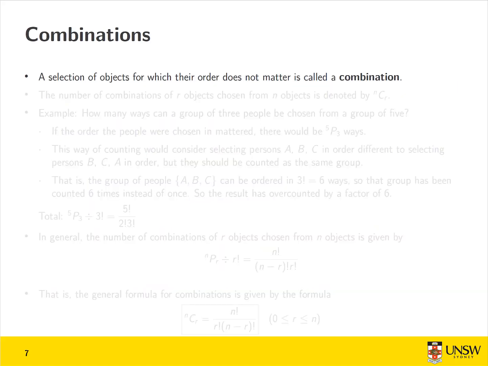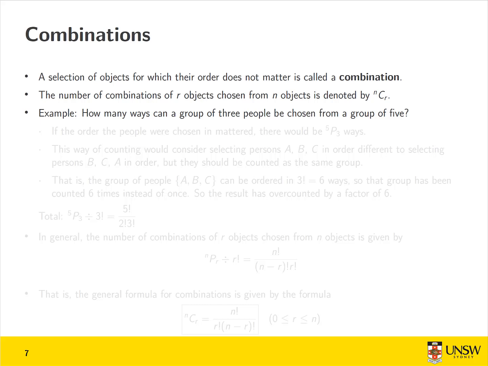Another concept similar to a permutation is known as a combination. A combination of R objects chosen from N objects is simply a group of R objects in which order does not matter. The number of combinations of R objects chosen from N objects is denoted by a superscript N followed by a capital C followed by a subscript R.